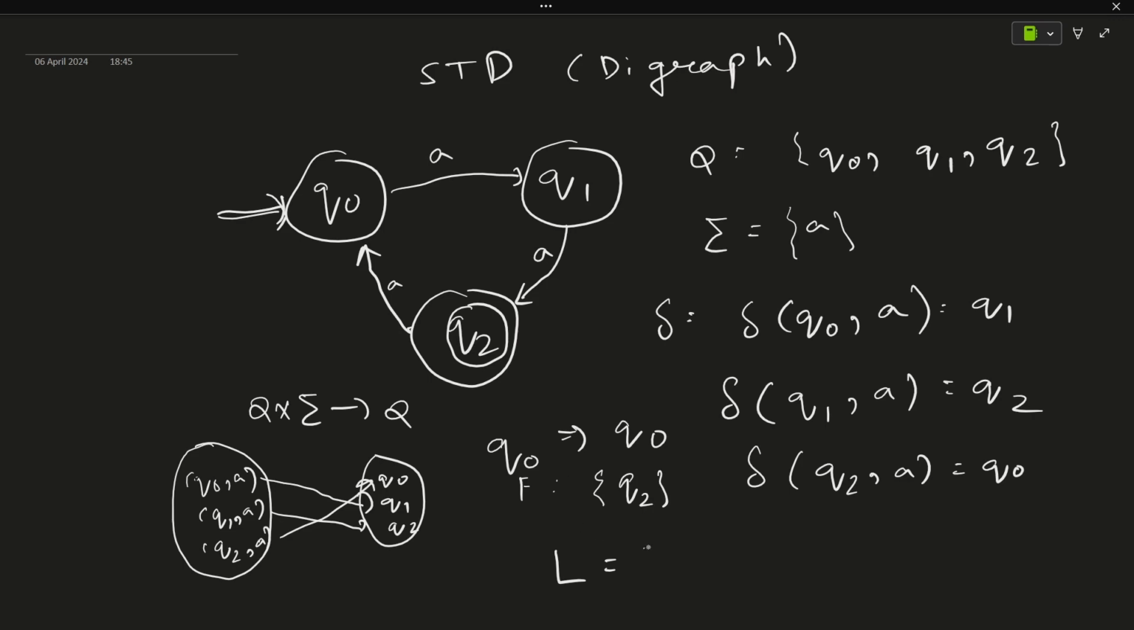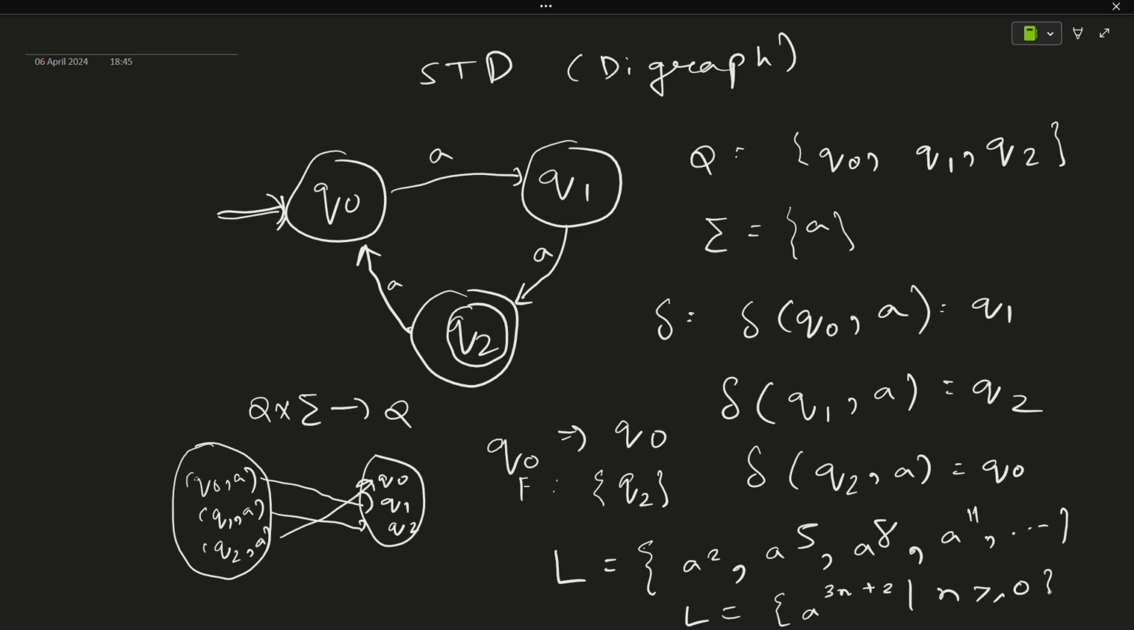What will be L? As you can see, only a squared is accepted, a to the power 5 is accepted, a to the power 8 is accepted, a to the power 11 is accepted, and so on. You can write it as L equal to a to the power 3n plus 2, n greater than or equal to 0. See, it's a pattern actually. Put n as 0, it will be 2; put 1 in place of n, it will be 5. You can write it by this pattern.